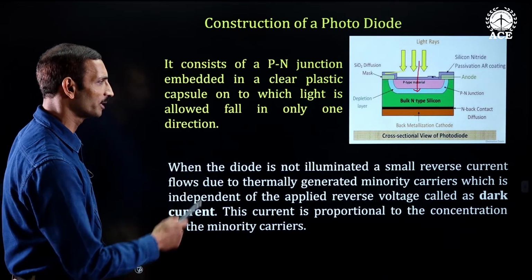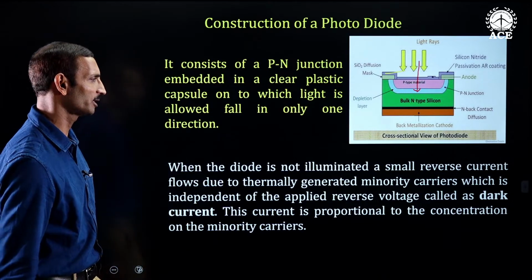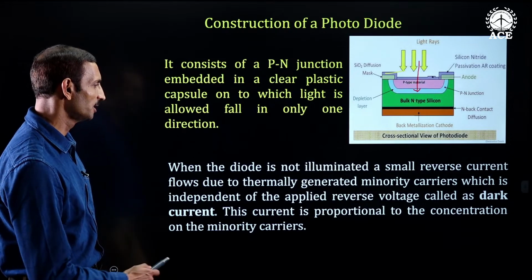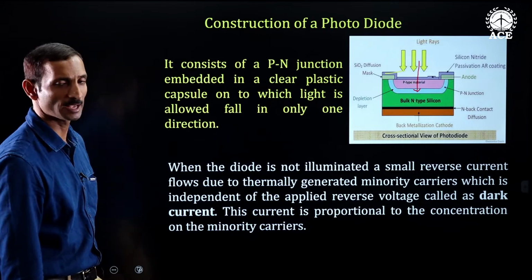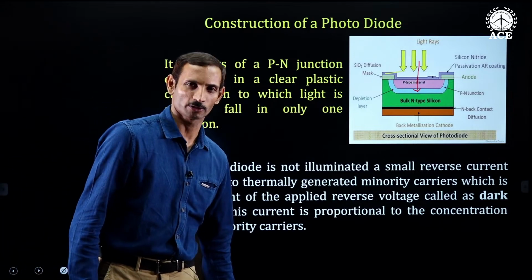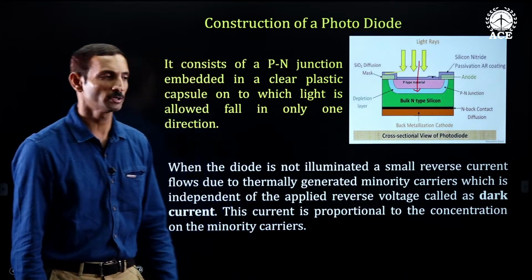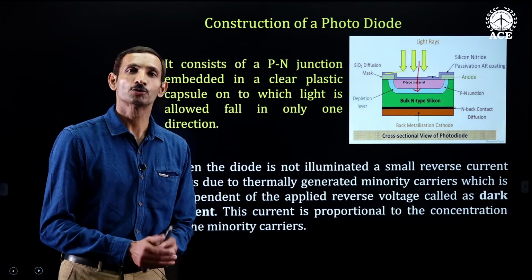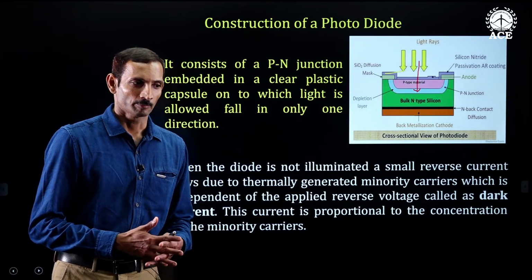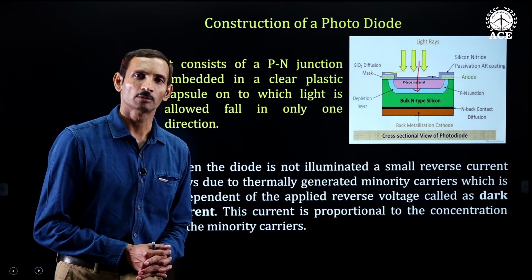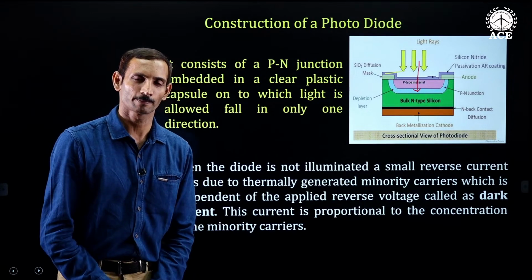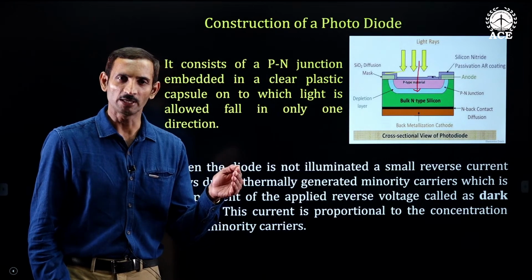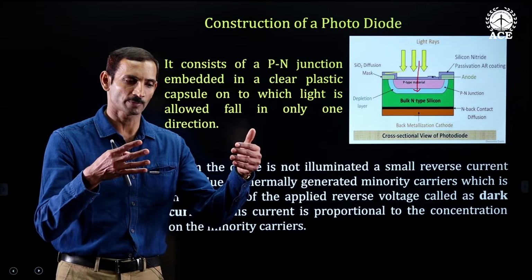When the diode is not illuminated, a small reverse current flows due to thermally generated minority carriers, which is independent of the applied reverse voltage, called the dark current. This current is proportional to the concentration of minority carriers. This is not new for us. When we discussed the p-n junction diode, we discussed reverse bias. In reverse bias, we say there is no current. But strictly speaking, there is no current due to majority carriers. There is current because of minority carriers, like the electrons on the p side and the holes on the n side, which cross over the junction due to reverse bias.